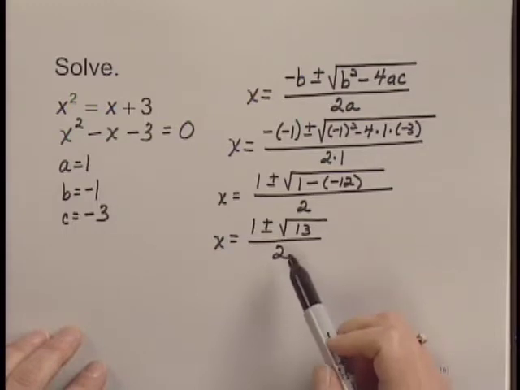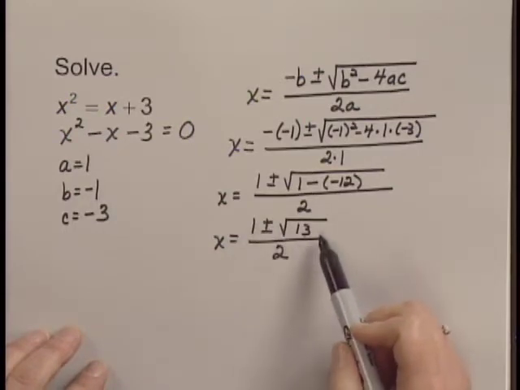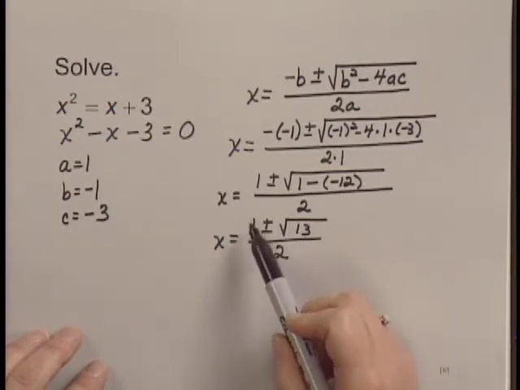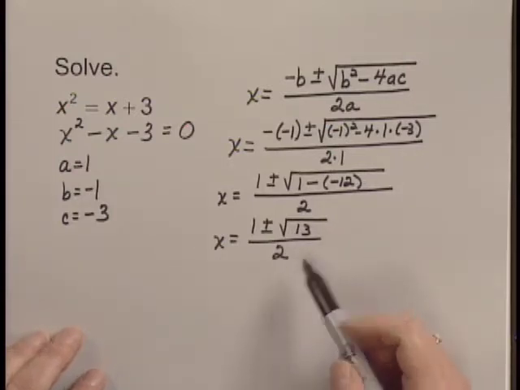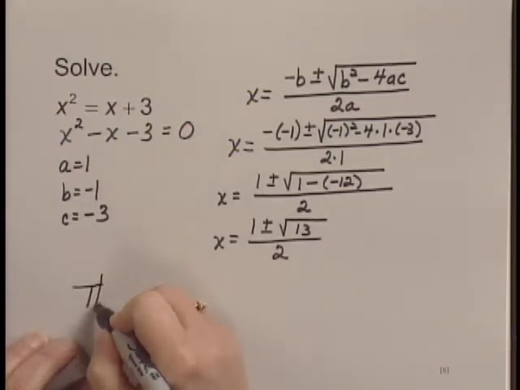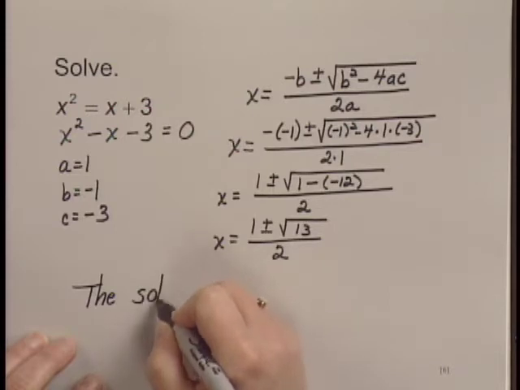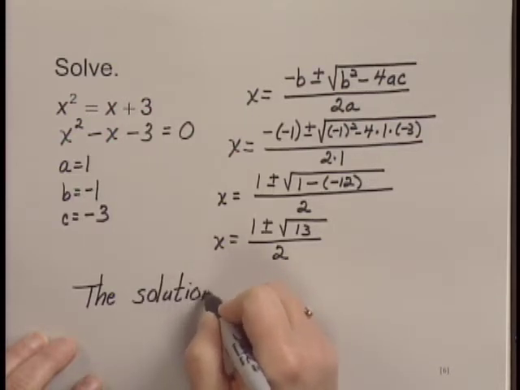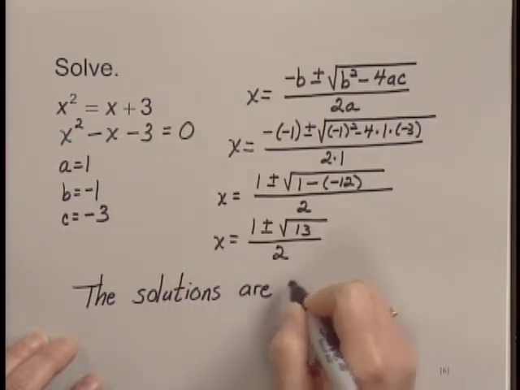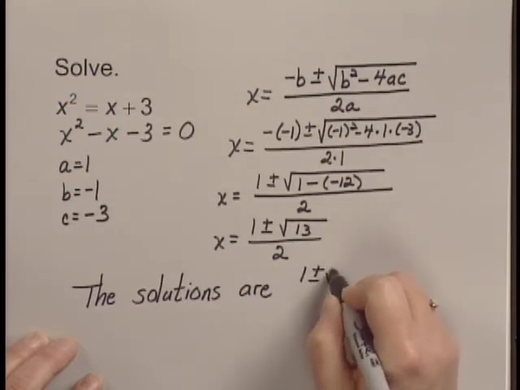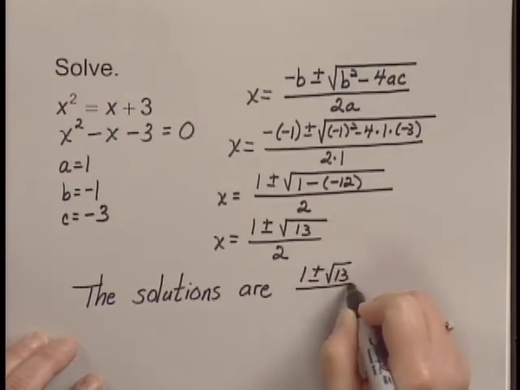Now this stands for two solutions, 1 plus the square root of 13 over 2, and 1 minus the square root of 13 over 2. So we write our answer using a plural. The solutions are 1 plus or minus the square root of 13 all over 2.